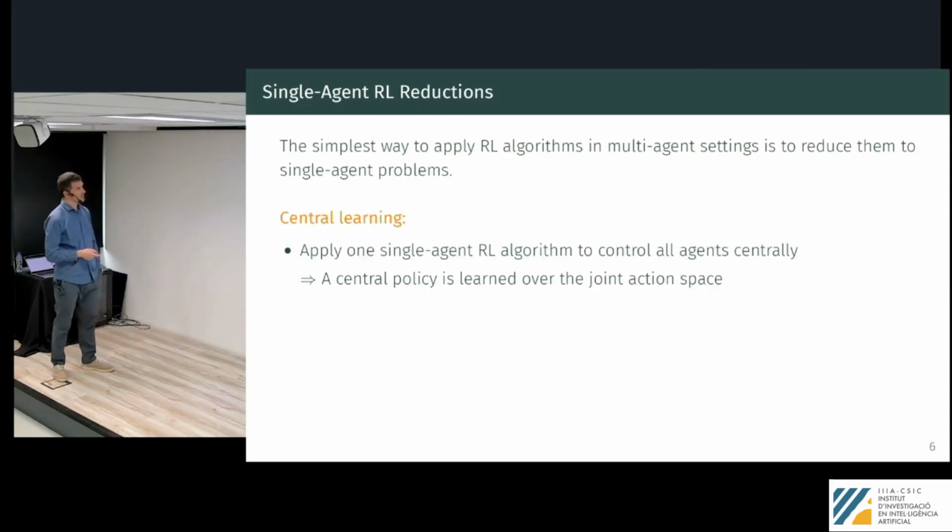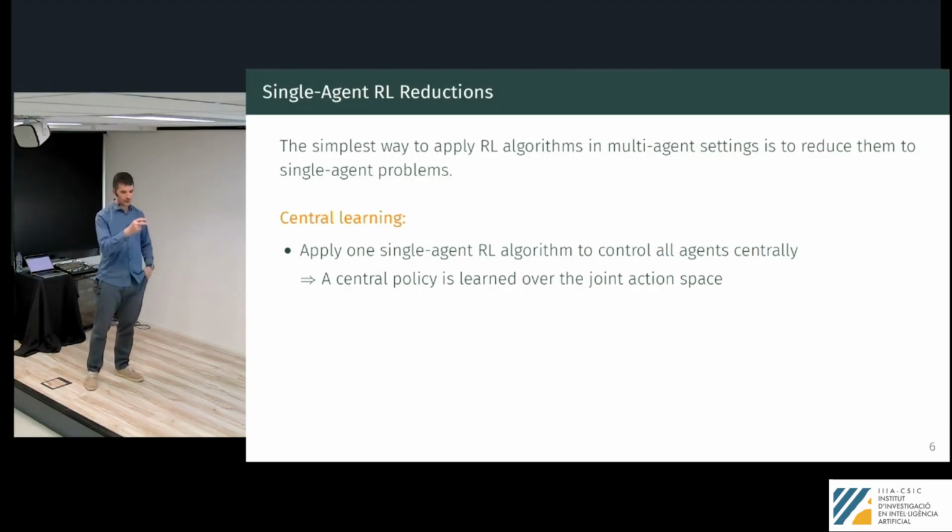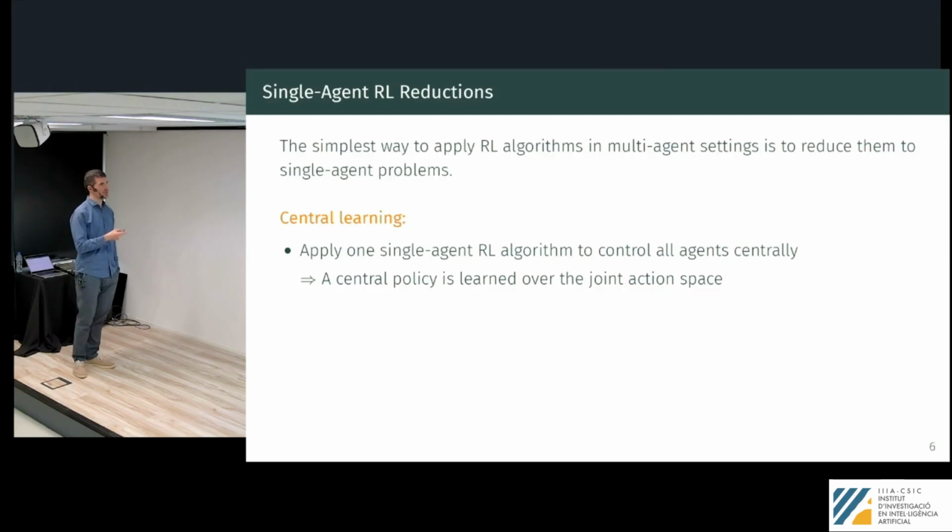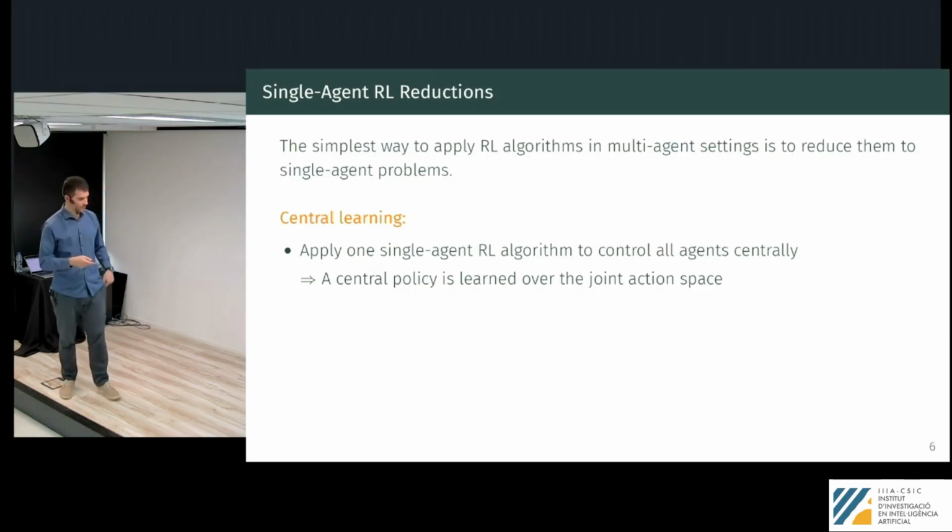Centralized learning means that we apply a single agent RL algorithm to control all agents together centrally. So we have a single policy that assigns probabilities to full joint actions, where there's one action for each of the individual agents. Basically, we reduce the multi-agent setting to a single agent setting, because we can now use single agent reinforcement learning to learn that single policy defined over the joint action space. From the perspective of the single agent, it doesn't know that it's actually a multi-agent setting. It just knows that these are my 200 actions, and the fact that these actions are composed of the individual agents' actions doesn't matter in this case. It's just a single agent problem.